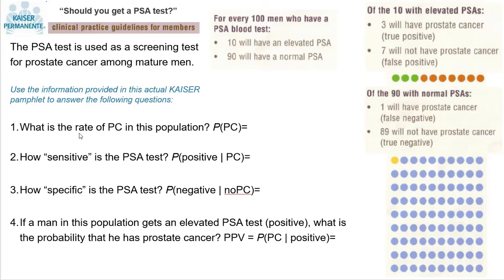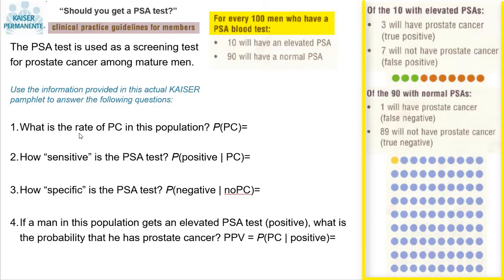The PSA test, prostate-specific antigen test, can be used to screen mature men for prostate cancer. In this pamphlet, the sample space of all asymptomatic mature men who could be screened with the PSA test is modeled, represented with, simplified by this set of 100 men and the possible combinations of outcomes in terms of having prostate cancer or not and obtaining a positive or negative PSA test.